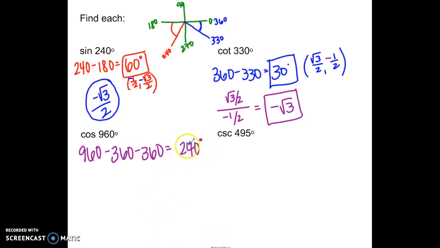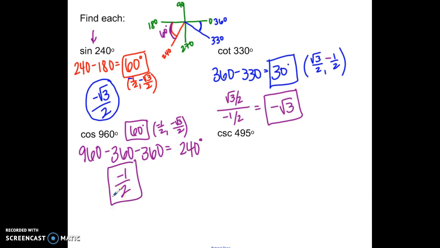And now I'm going to use the exact same information that I used here. The fact that, again, 240 degrees is 60 degrees away from that x-axis. So even for 960, I'm going to reference 60 degrees, which means, again, that I'm looking at negative 1/2, negative root 3 over 2, because they're coterminal. I know it's in that third quadrant. And so the cosine of that would be the x-coordinate, so negative 1/2.